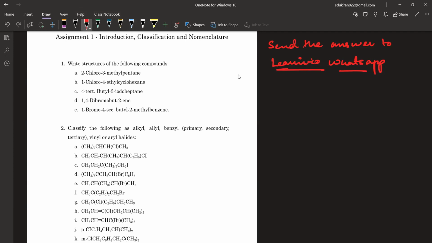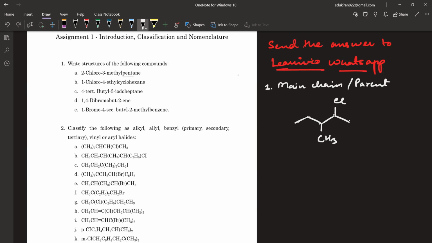So the first structure is 2-chloro-3-methylpentane. In order to write the structures, whenever you are going from name to structure, you will first draw the main chain or the parent. The parent is pentane, that means 5 carbon atoms: 1, 2, 3, 4, 5. The second position will have chloro, and the third position will have methyl, that means a CH3 group here like this. Is it the same structure? Yes or no? Please tell me.